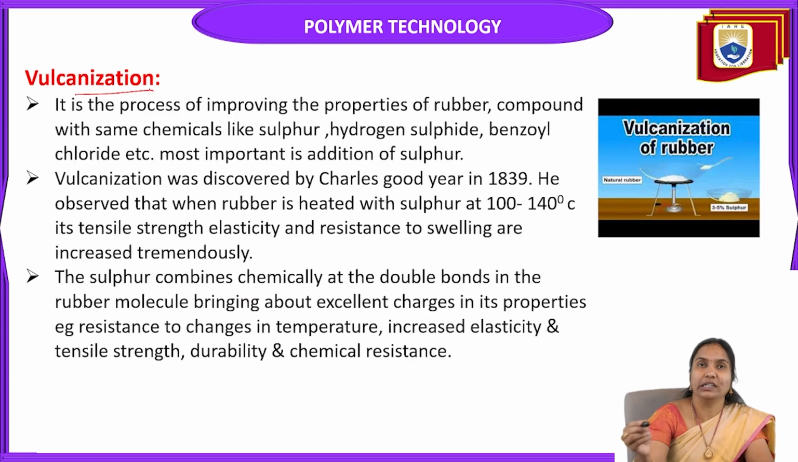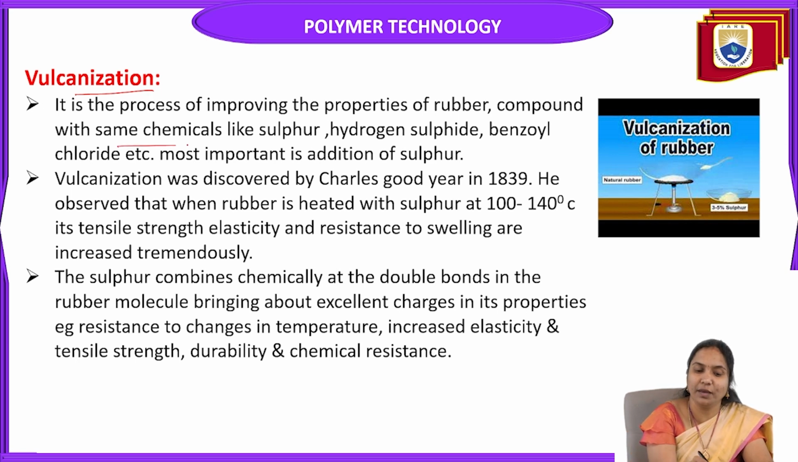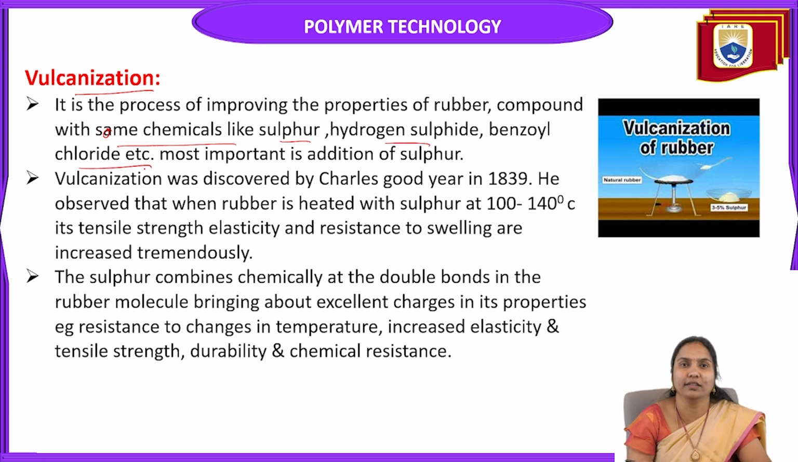So what is the meaning of vulcanization? It improves the properties of natural rubber. In this, the rubber is compounded with some chemicals like sulfur, hydrogen sulfide, benzyl chloride, etc. Among all these chemicals, the most important is the addition of sulfur. Natural rubber heated with sulfur at 100 to 140 degrees centigrade is called vulcanization.